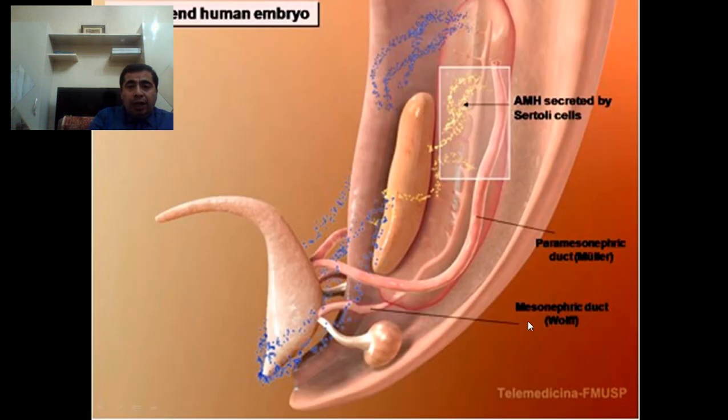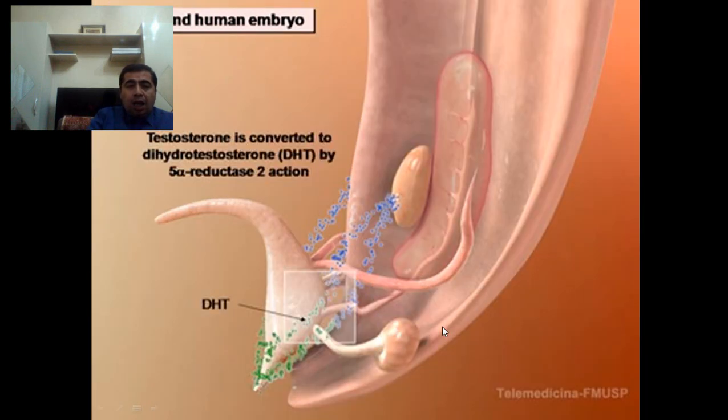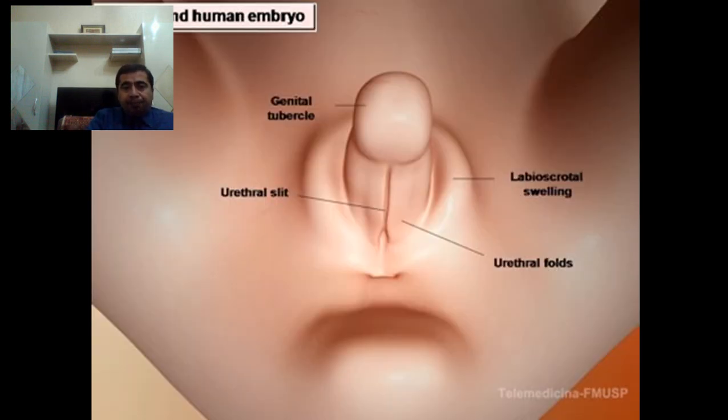And if we continue, here is the development of the Sertoli cells, and the mesonephric duct or Wolffian duct is here, and testosterone is converted to dihydrotestosterone by 5-alpha reductase to act. Here is the development of the genital organs under the control of the hormonal system.